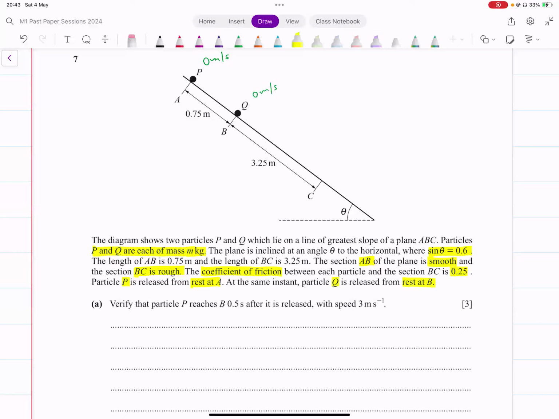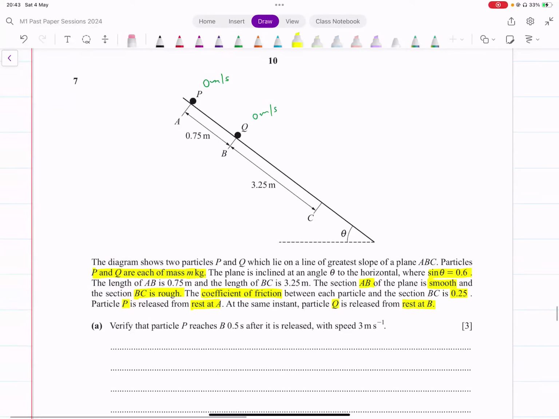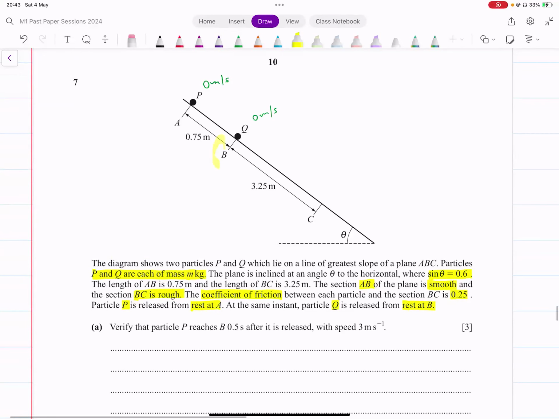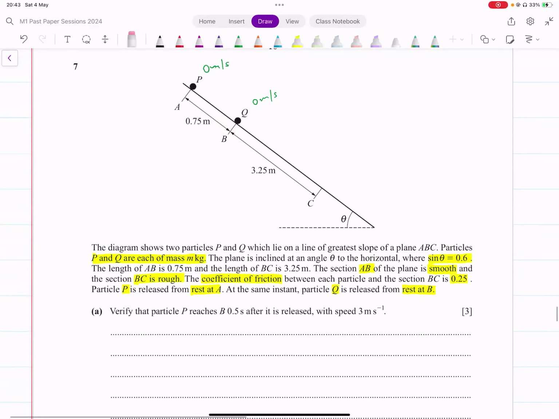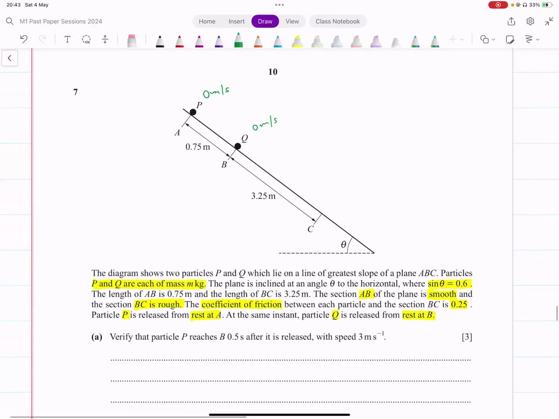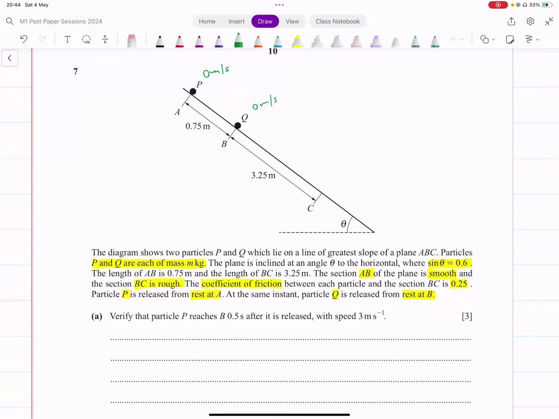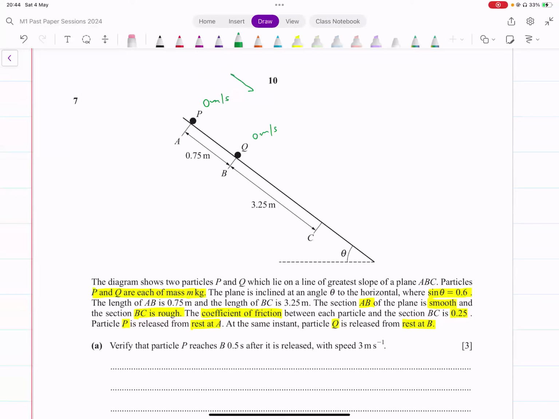Verify that particle P reaches D 0.5 seconds after it is released with speed 3 meters per second. This is point B. So we have to basically prove both things: time taken and its final speed. Now, what do we know about this journey? Starting point is A. It starts at a speed of 0. It's moving downward, so we consider downward direction as positive. AB part is smooth.